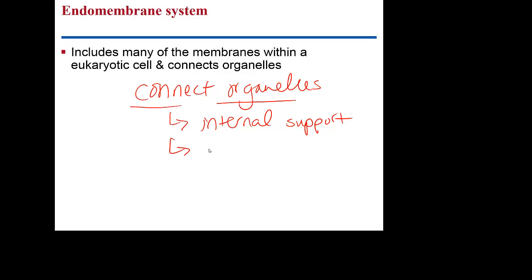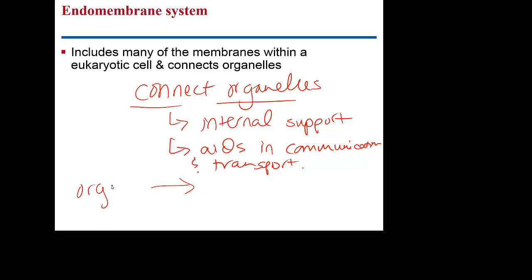And aids in communication and transport between the organelles. Because the organelles have to work together. The organelles are working together to do a lot of things, including production, manufacturing, or synthesis of macromolecules, storage, nutrients, energy, whatever, and export of materials, particularly of macromolecules.